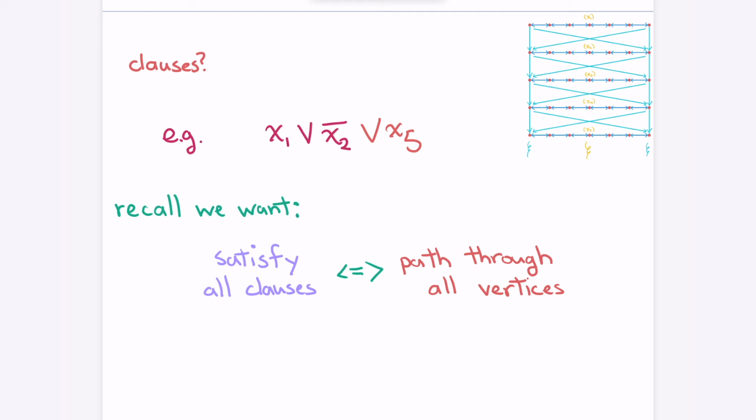Right, exactly. I should only be able to visit that vertex if I'm taking the x1 equals true direction or the x2 equals false direction, right?